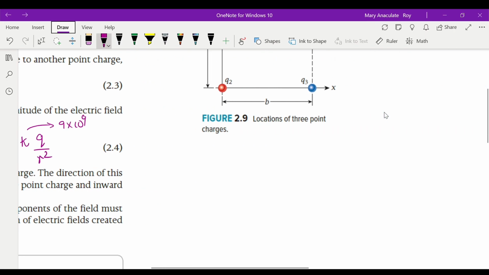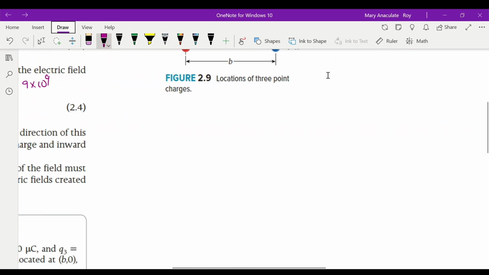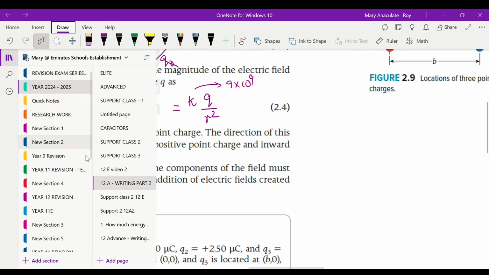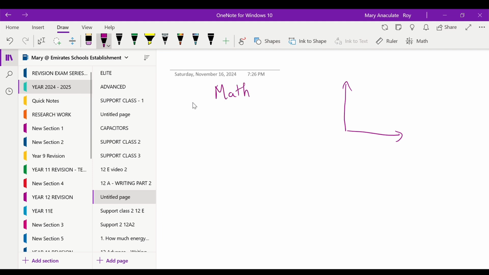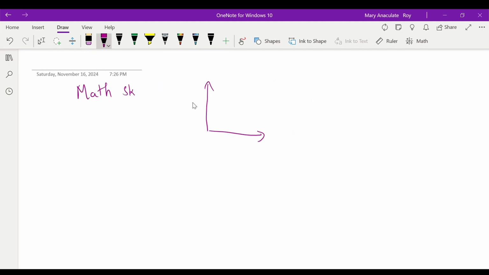You need to know how to combine vectors. This I've already taught you before in one of the previous videos. If there are two vectors acting at 90 degrees to each other, say F1 and F2, and you wish to find the magnitude of the resultant net vector, the combined addition of these two vectors, F net will be equal to the square root of F1 square plus F2 square.